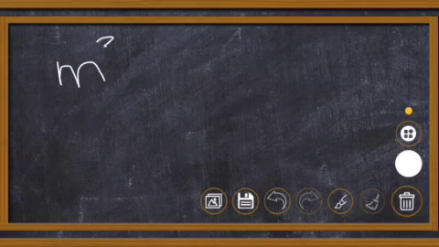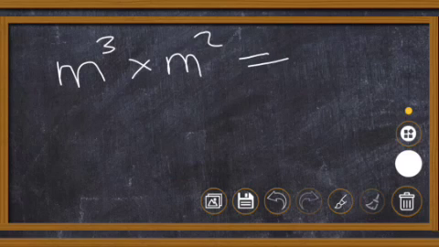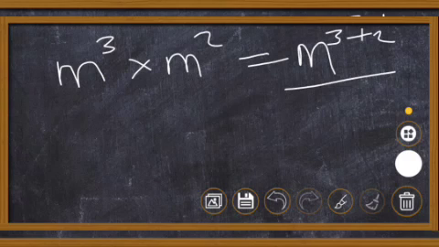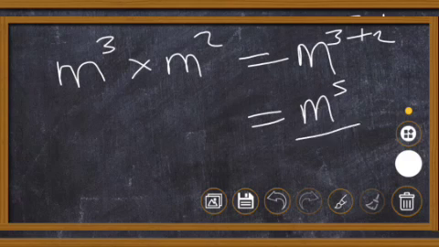So let's look at the multiplication rule. The multiplication rule goes that whenever you are multiplying the same bases, you add the powers. It's just the opposite of the division rule. Let's say you have m power 3 multiplied by m squared. If you are multiplying the same bases, you add the powers. So we are going to have the same base and then you add the powers. That is 3 plus 2, which is simply 5. So this is the answer.